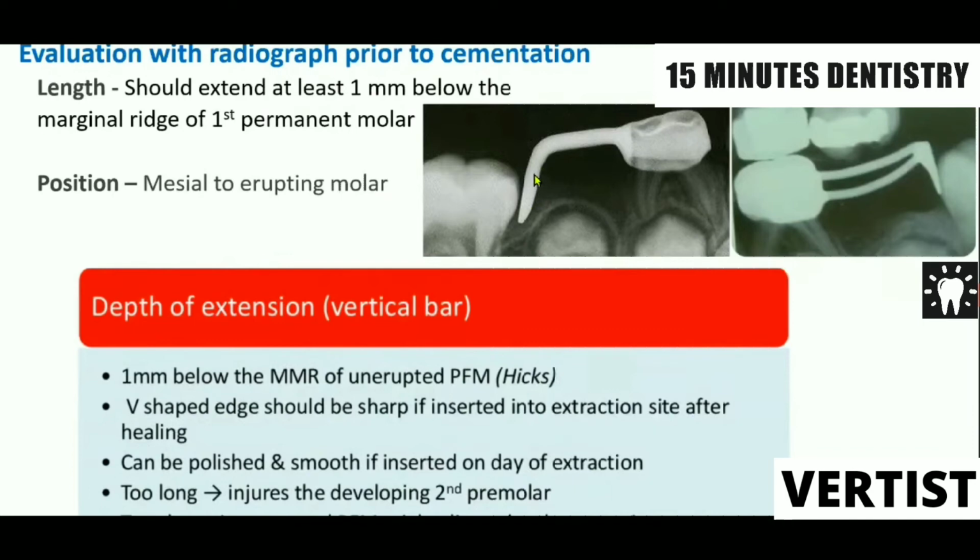The vertical arm of the distal shoe space maintainer lies 1 millimeter below the mesial marginal ridge of the first permanent molar. It always lies mesial to the first permanent molar, and this vertical bar guides the first permanent molar to erupt into the oral cavity in its desirable position. If this particular space maintainer is not used, the first permanent molar surely drifts into the space, causing impaction of the second premolar.